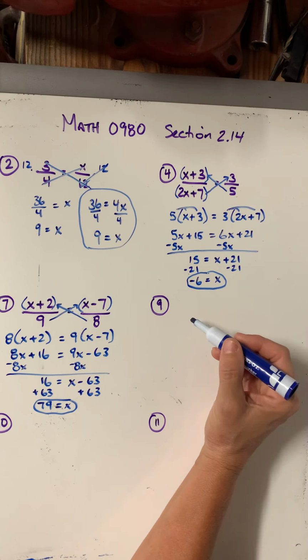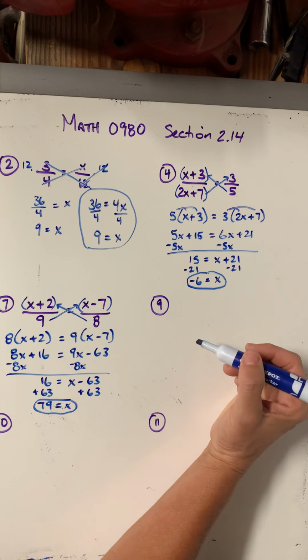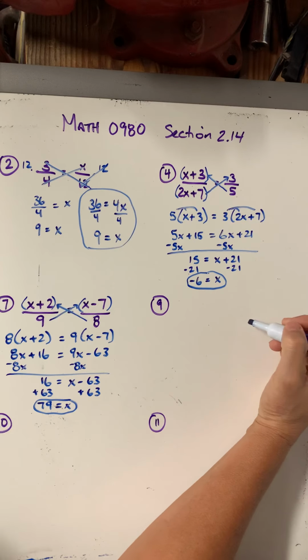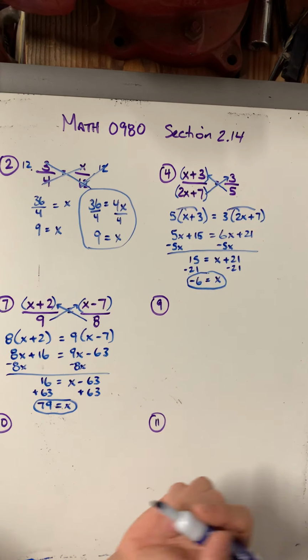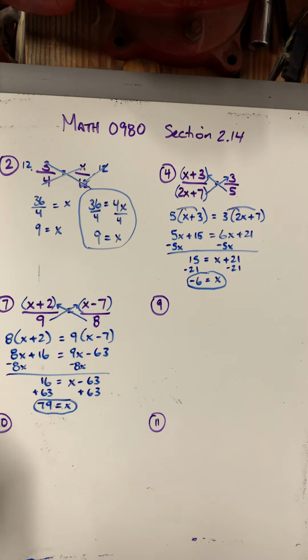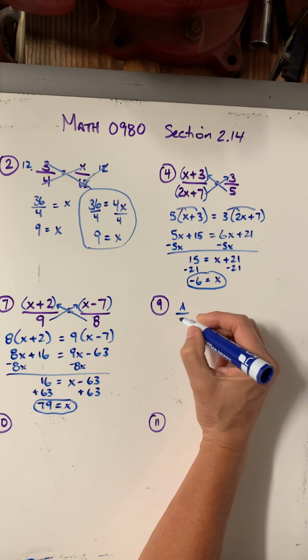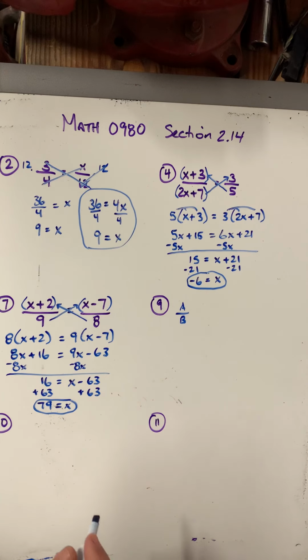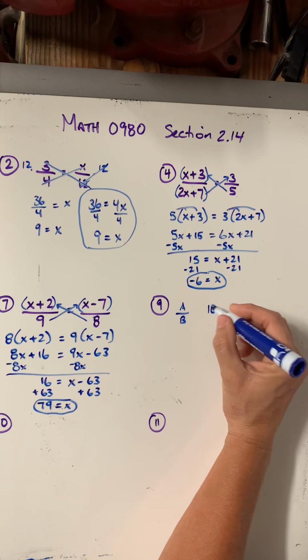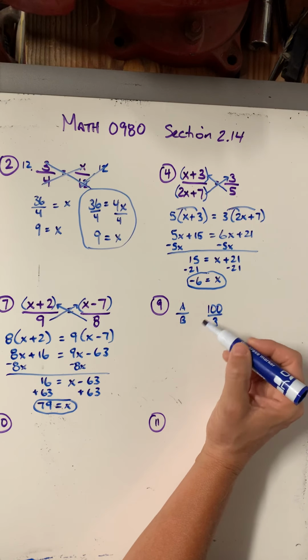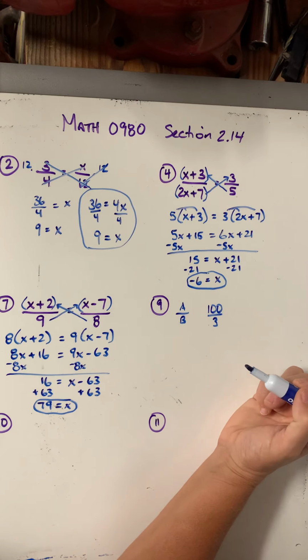Okay, so let's jump into number 9, which is a story problem. And with the story problem, you have to first set up your proportion and then use cross multiplication to solve it. So number 9 says the ratio of the weight on planet A to planet B is 100 to 3. So you have to pay attention to the order. So 100 was the weight on A, 3 was the weight on B.